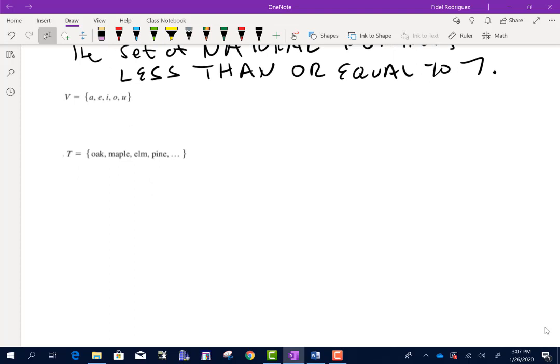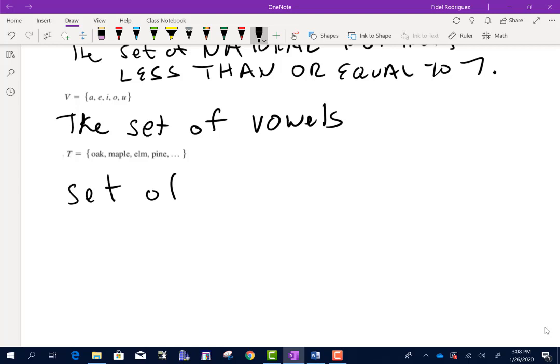The set V has the letters A, E, I, O, U. Well, this is the set of vowels, right? Remember that from elementary school, consonants and vowels? All right, and the next one here, oak, maple, elm, pine, okay? Set of different trees, right? Okay, good.